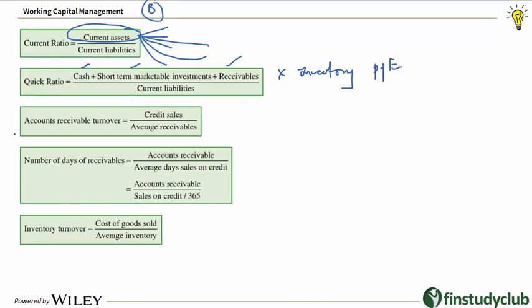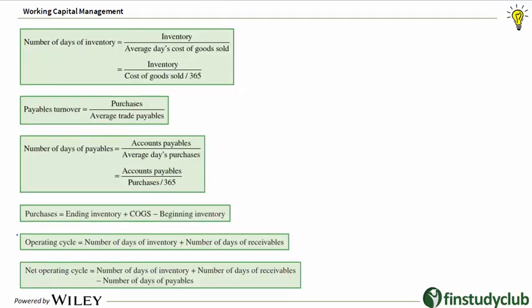Okay, then these are the turnover ratios. I'm not going to get into each one of those. It is exactly the same as what you have done in your FRA. So the number of days of inventory, the payable turnovers, so on and so forth. Okay, now operating cycle is something that is critical from an exam standpoint, which is equal to the inventory holding period plus the debtor holding period.